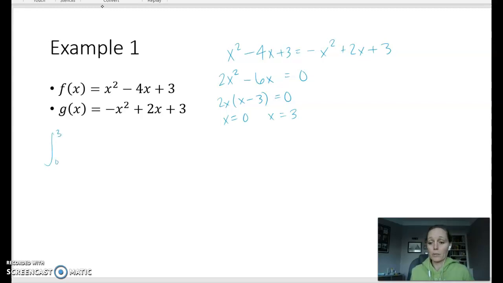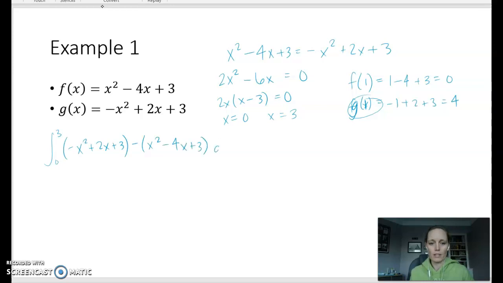The next thing I need to know is which one is the top function and which one is the bottom function. I can figure this out just by testing a point in between this interval. If I test the point 1, when I plug 1 into this function, I get 1 minus 4 plus 3, which is equal to 0. And if I plug it into the g of x function, so I'm finding g of 1, then I have negative 1 plus 2 plus 3, which is going to give me 4. So now I know that g of x is my top function. So I'm going to have the integral of negative x squared plus 2x plus 3 minus x squared minus 4x plus 3 dx.